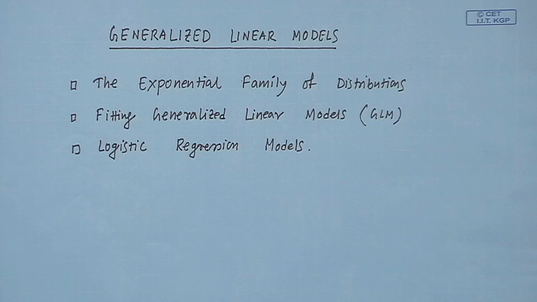Well, so in simple linear regression or in multiple linear regression model, we make several assumptions on the error term, like the error term has mean 0, variance sigma square, and they are uncorrelated, and also we assume that epsilon i follow a normal distribution with mean 0 and variance sigma square.